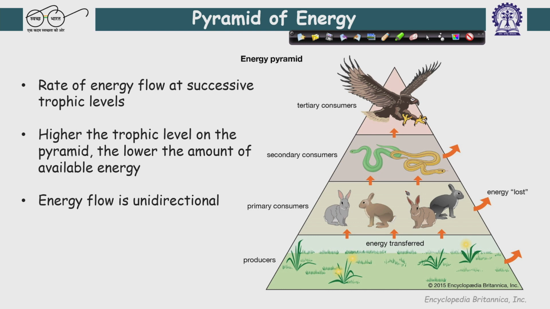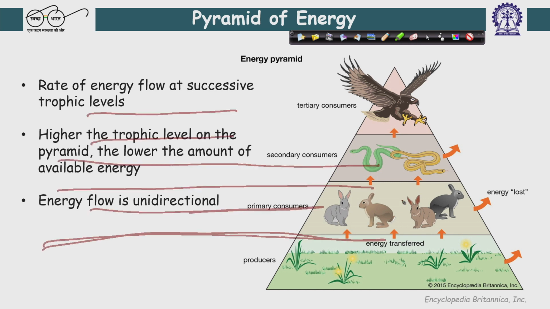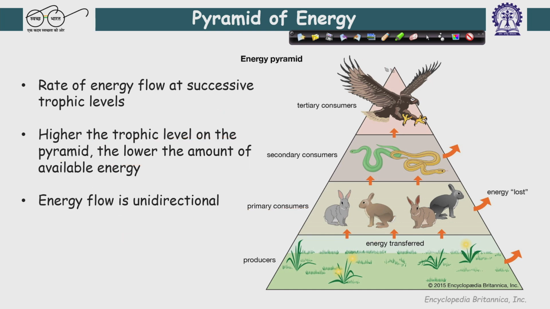So, the rate of energy flow is happening. The higher the trophic level, the lower the amount of available energy, because the amount of energy transferred is much less. Every time you have 10%, 90% is not transferred, only 10% is transferred. So, that reduces the number considerably, and it is also one directional, it does not really come back.